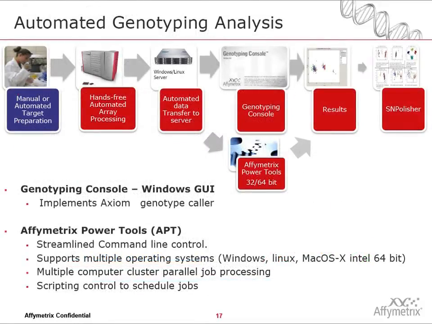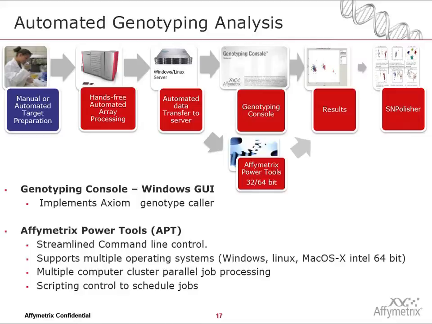From the software side, this is an easy workflow slide, which basically shows that once you go through your target preparation and your data is available, you have two options. You can use the Genotyping Console software, which is Windows-based, and you get your results. Or you can use a command line-based software called Affymetrix Power Tools, which can be used on multiple operating systems. We have Windows, Linux, both 32 and 64-bit, and then you can get your results. And then finally, you have an R-based package called SNP Polisher.